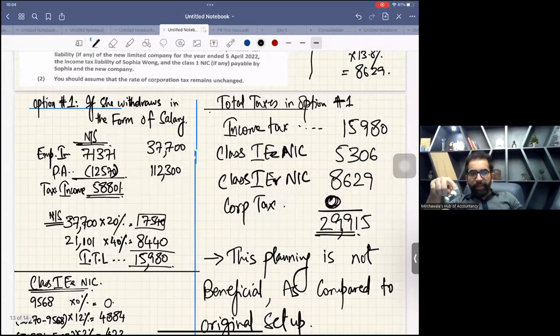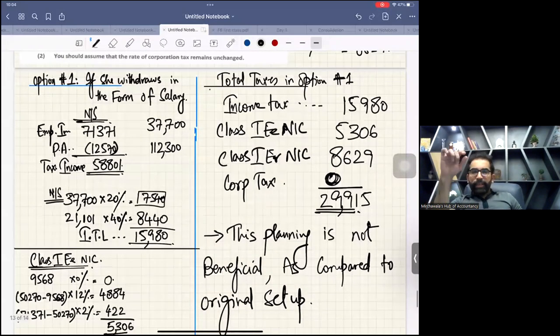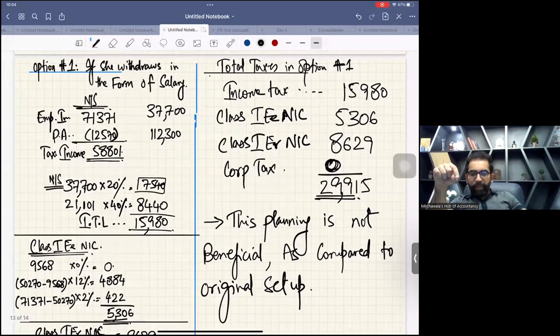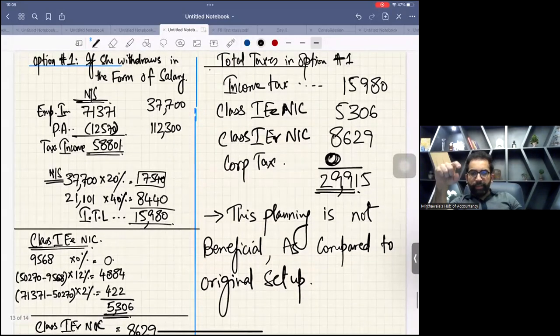Did you understand? If you understand this first part, please write in the chat box.